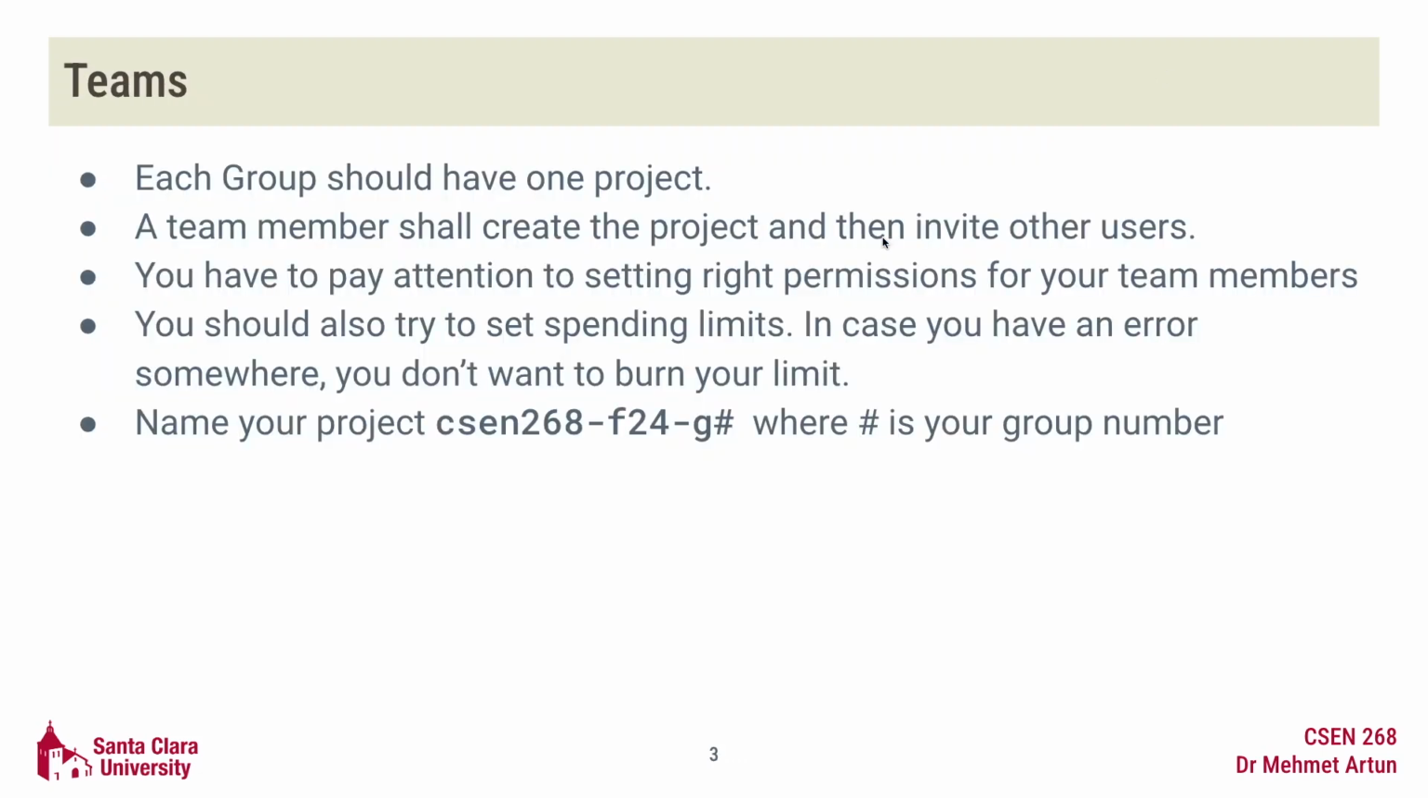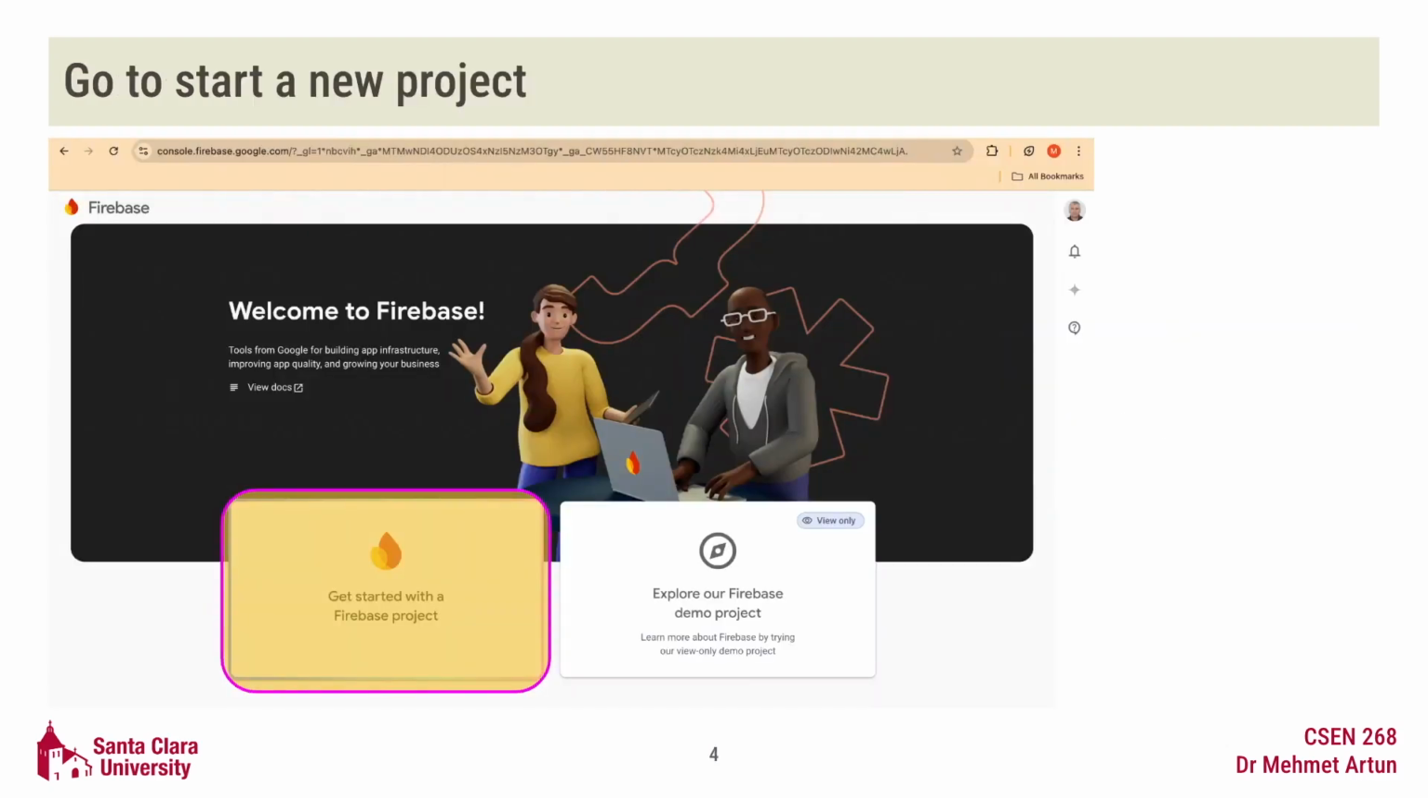Okay, and then you go to the console. So the way that we're going to name the project is CSEN 268-F24-G whatever your group name is. So it will be G1, G2, G3, G7. We'll get there in the next pages. So once you go to the console, you say get started with a Firebase project.